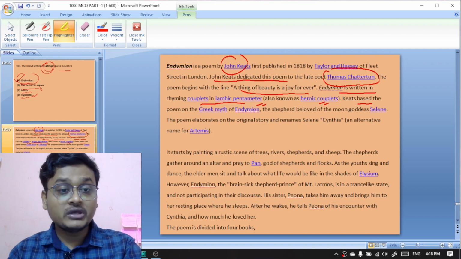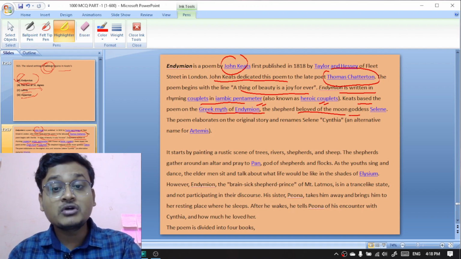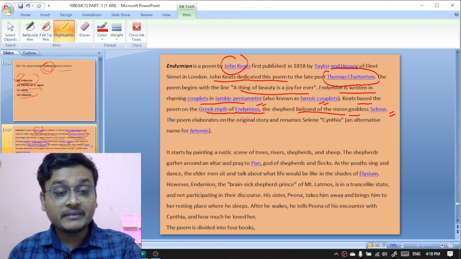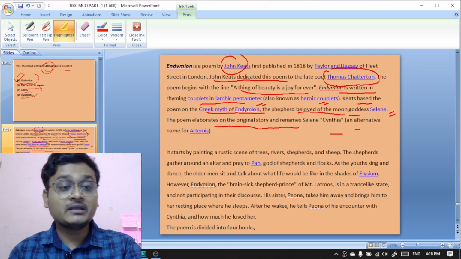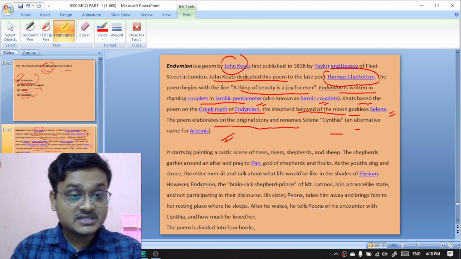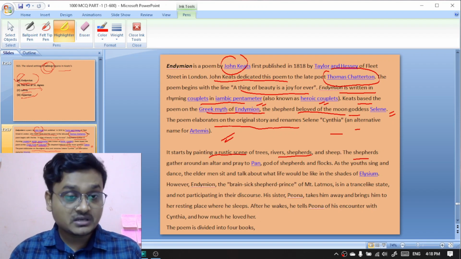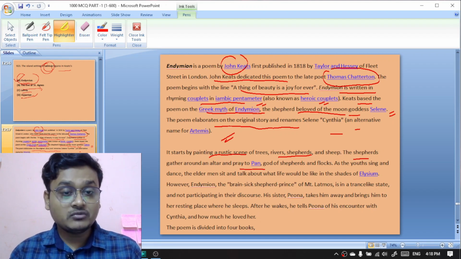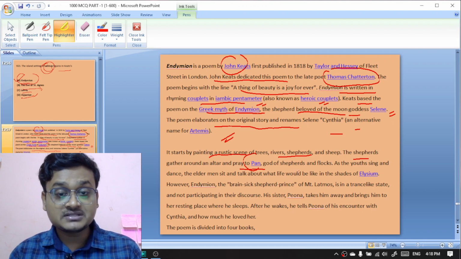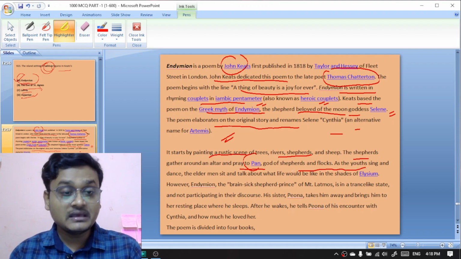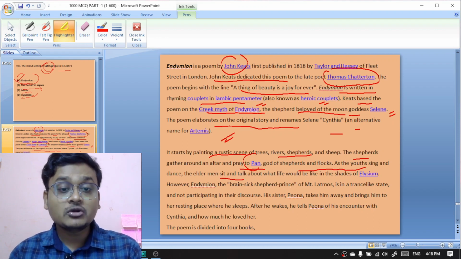Keats based the poem on the Greek myth of Endymion, the shepherd beloved of the moon goddess, that is Selene. The poem elaborates on the original story and renames Selene as Cynthia, an alternative name for Artemis. It starts by painting a rustic scene of trees, rivers, shepherds, and sheep. The shepherds gather around an altar and pray to Pan, god of shepherds and flocks. As the youth sing and dance, the elder men sit and talk about what life would be like in the state of Elysium.